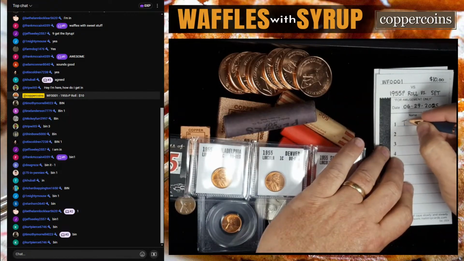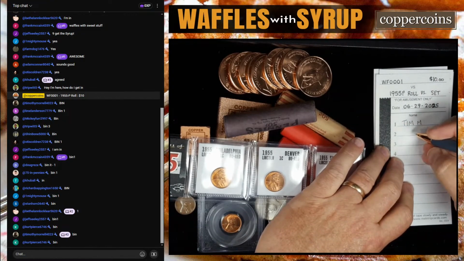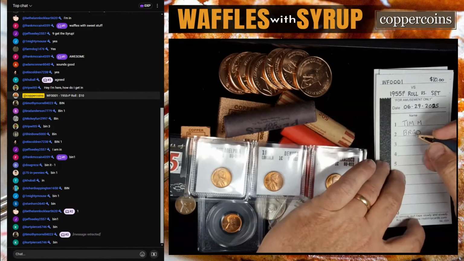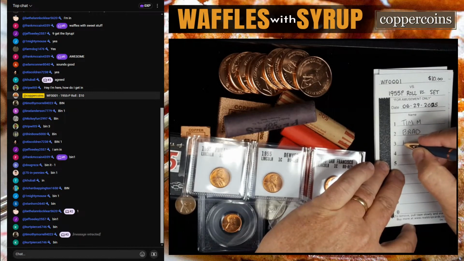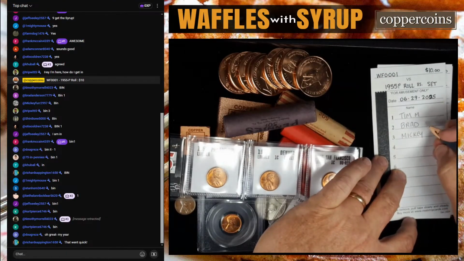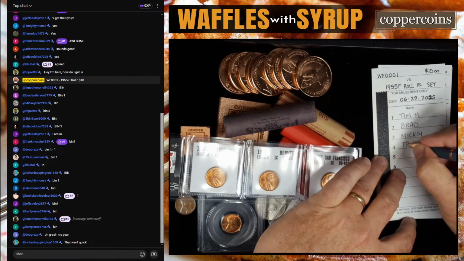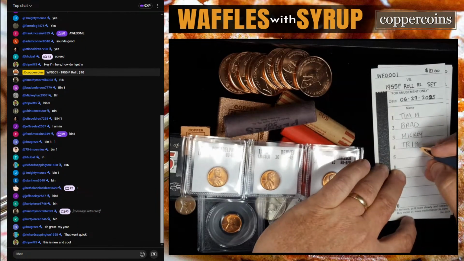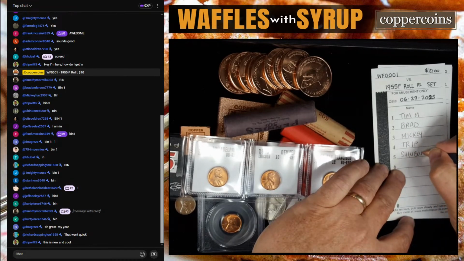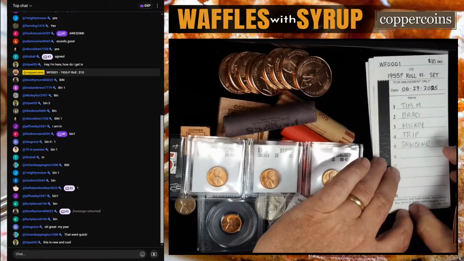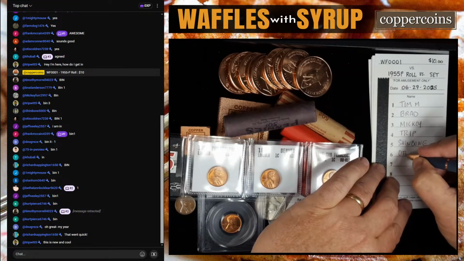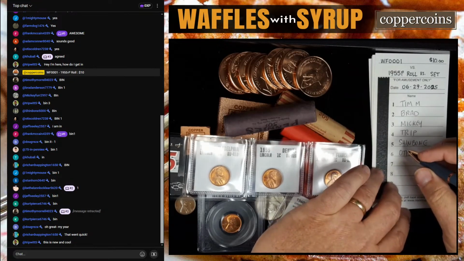First is going to be Tim. The second will be Brad. The third one will be Mickey. The fourth one will be Trip. The fifth one will be Shinbone. Number 6 will be Otis. The 7th will be Jeff Seeley.